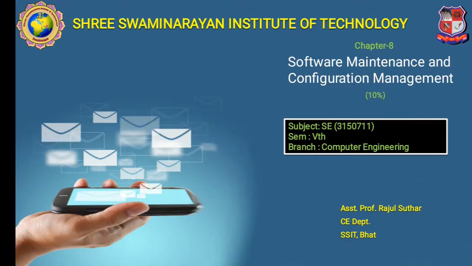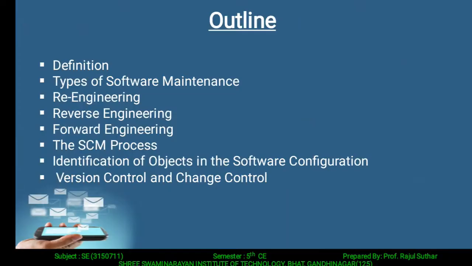In the previous lecture, we discussed quality assurance and management and its standards, as well as CMM and Six Sigma for software engineering and the SQA plan. Now in chapter 8, in this video lecture, we will discuss software maintenance and configuration management. The weightage of this chapter is 10%. So let me start the video lecture.